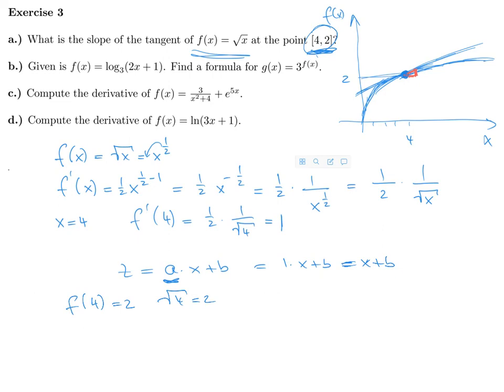So if I insert this for the tangent, I get 2 is equal to 4 plus b. And then it follows that b is equal to -2. So we conclude the tangent would be t is equal to x minus 2.